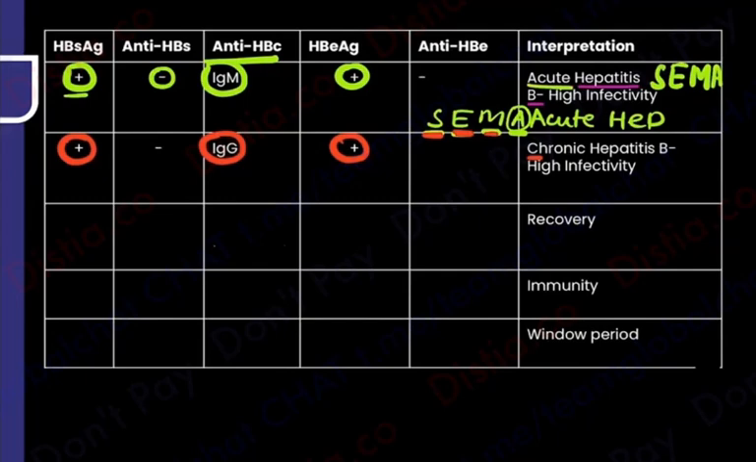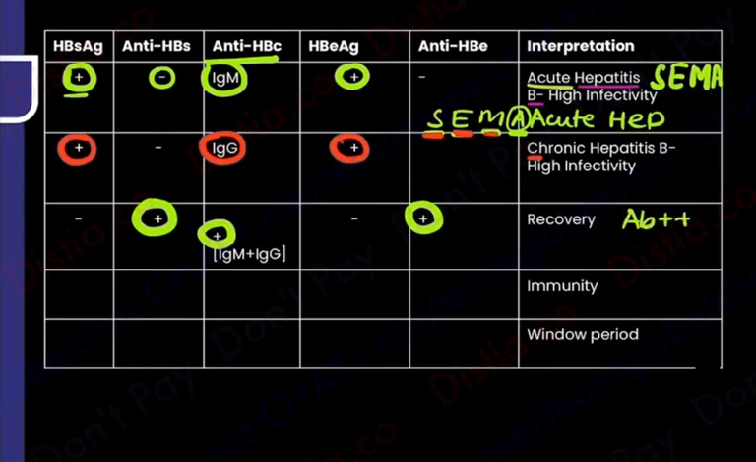Is life becoming a little simpler? SEMA, you have memorized for acute hepatitis. For chronic, just change the M into a G and that becomes chronic hepatitis. In any of these, if I don't keep E in it, it will become low infectivity. You know that. Finally, let's talk about recovery. If a person is recovering, what is the definition of recovery? Antibody, antibody, antibody. If a person is in recovery phase, that means anti-HBS, anti-HBC, anti-HBE. Recovery means all the antibodies are going to be there.